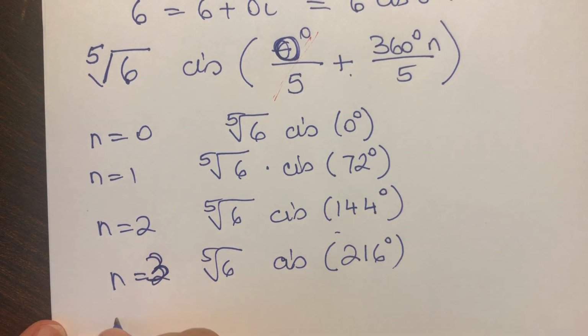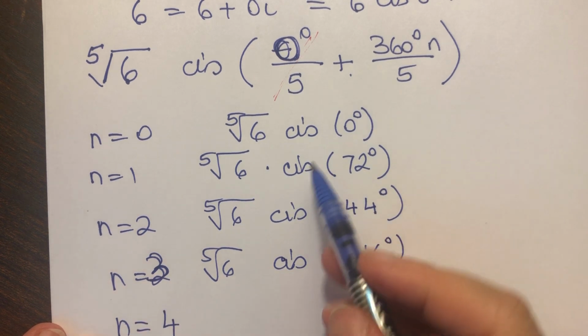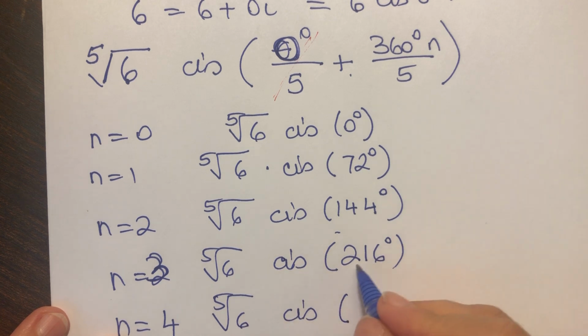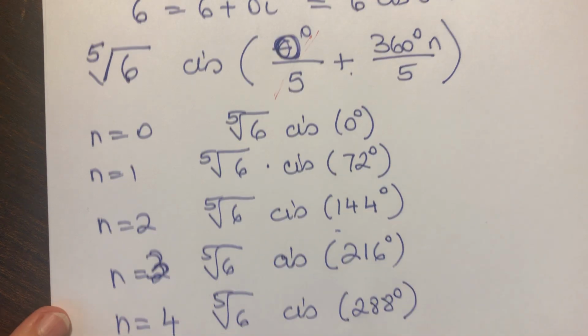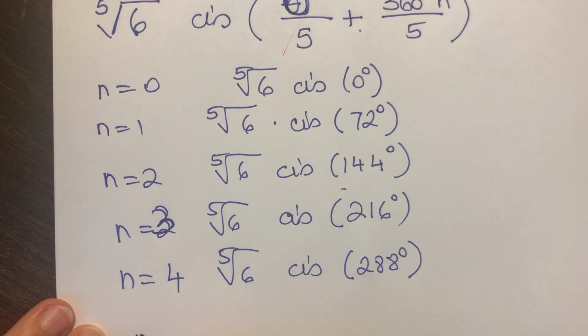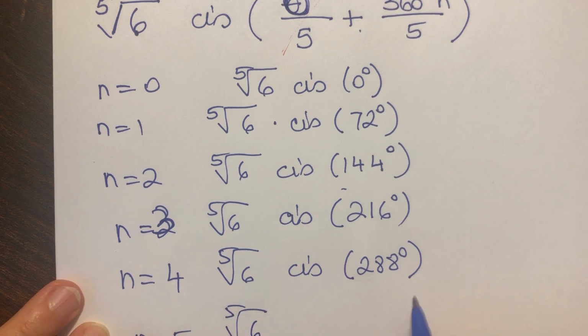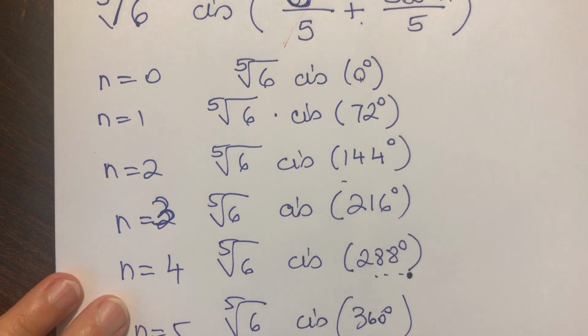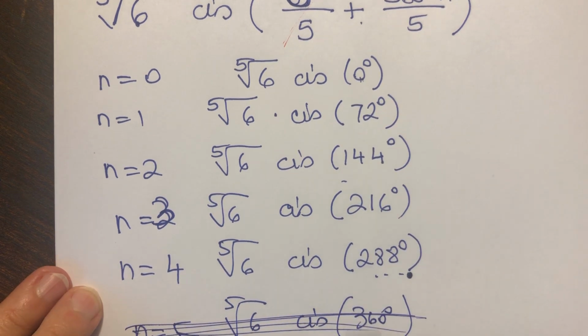Whoops, 3, 4, wait a minute, I skipped something. 1, 2, 3, no, I'm done. 4, the 5th root of 6, add another 72, it's 288, right? Okay, if I'm going one more, just to show you, if I was to do a 5, if I add another 72 to this, that's going to be exactly 360, yes? So what's this of 360? That's the same thing as the 0 I had up here. So that's no different than my first one.